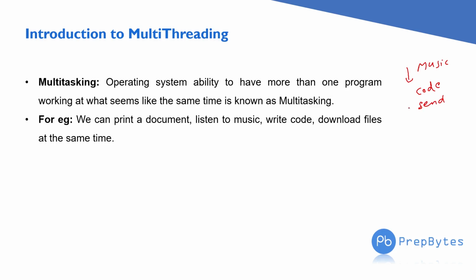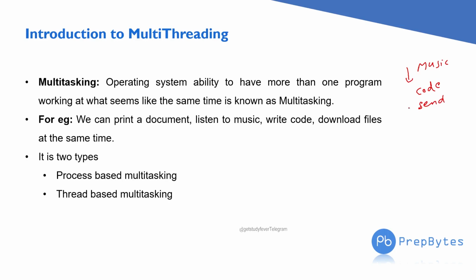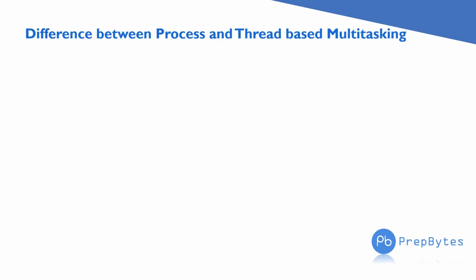There are two types of multitasking. What are those two types? Process-based multitasking and thread-based multitasking. Now let's define what is a process-based multitasking and what is a thread-based multitasking. You may have an idea of process-based multitasking, we just talked about it. Now we will also define thread-based multitasking, and the difference between process and thread-based multitasking.